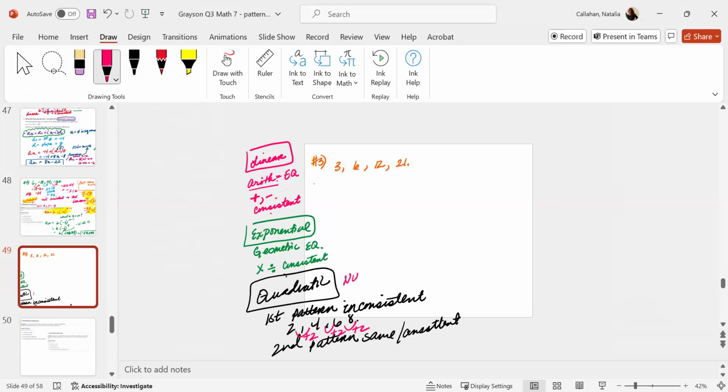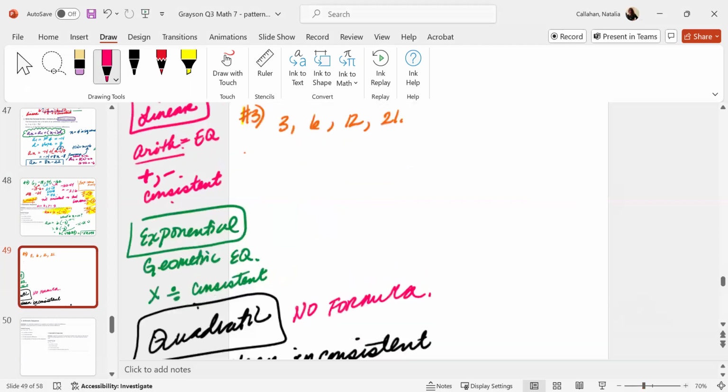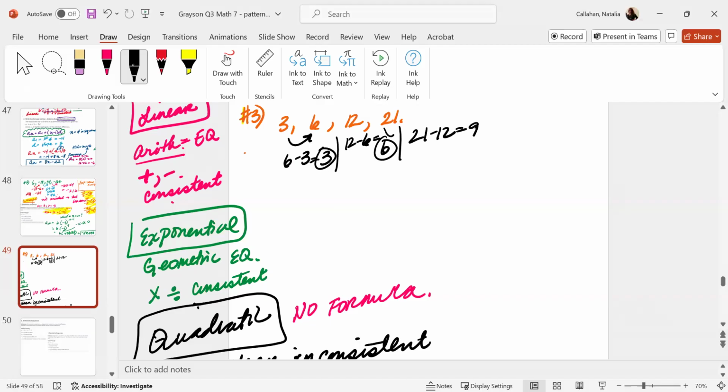And quadratic, you don't have to do no formula. Because she said you don't have to do the formula, right? All right, so let's take a look at this. So with this one, what are we doing? 6 minus 3, what's the difference? 3, right? 12 minus 6 is 6, right? So far, they're not consistent, right? And next one is 21 minus 12 is, right? These numbers here, this is the first pattern, and they're inconsistent, right?